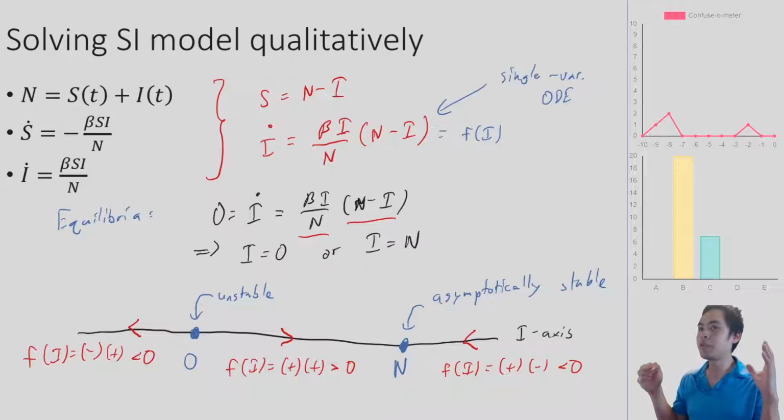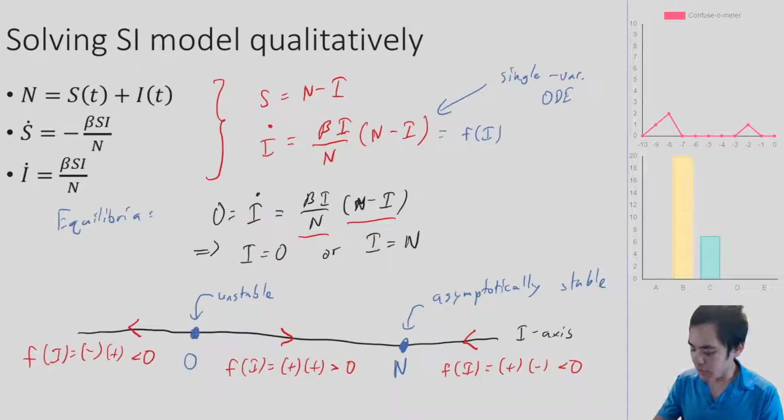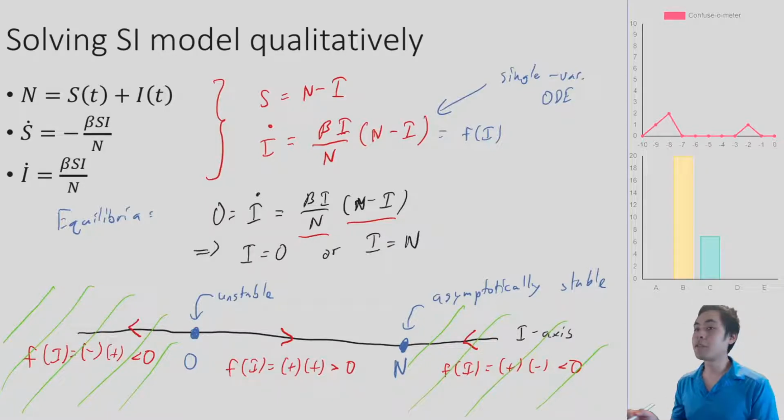So we've done this phase line analysis on the entire model, but we can go further. Let me fix that. I keep on switching into the wrong slides. There I am. So it turns out that we can get rid of all that and all this, because, of course, the number of infected individuals can't be greater than the size of our population, and it also can't be less than 0.